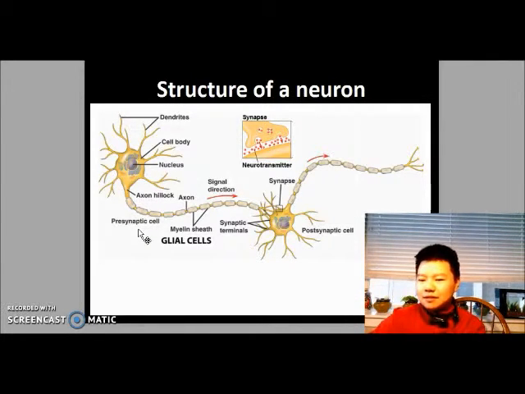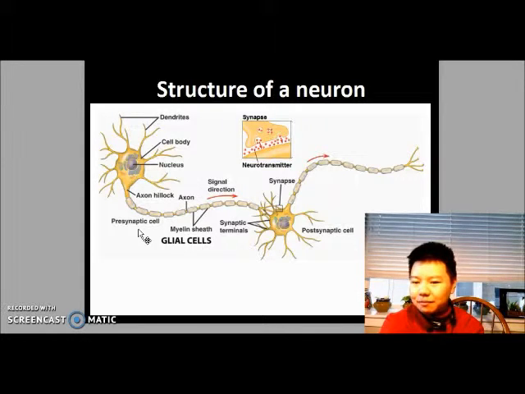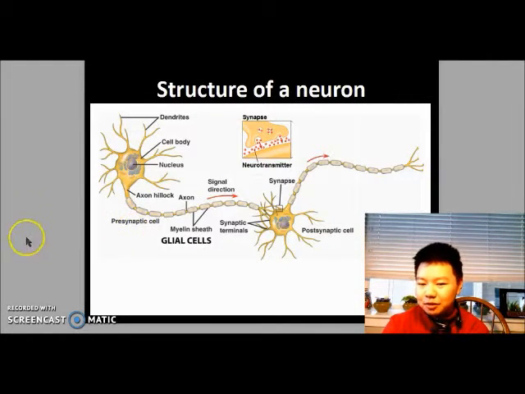If we're looking at speeds of these things, the smallest unmyelinated neurons will have a conduction speed of 0.5 meters per second. All the way up to the largest myelinated axons, they will conduct at 150 meters per second.